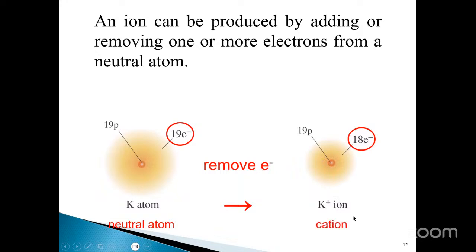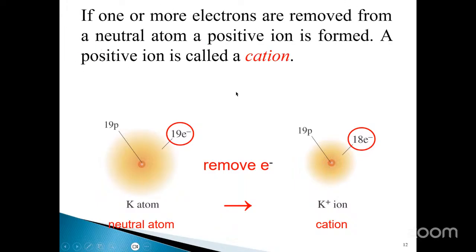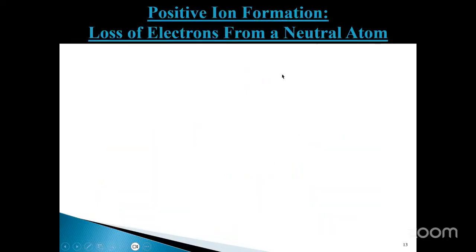Now, positive ions, there's a general name for these ions. They're called cations, right? So any ion that has a positive charge is called a cation. So therefore, this is a potassium cation, all right? So that's what happens in the case of potassium. A positive ion is called a cation. All right, so that's just one example.